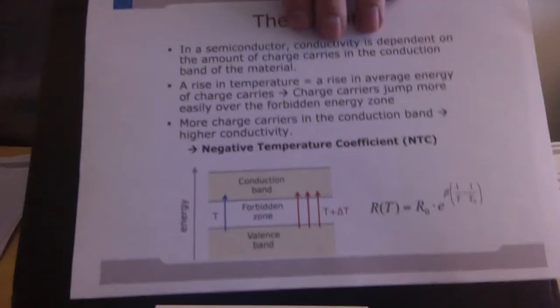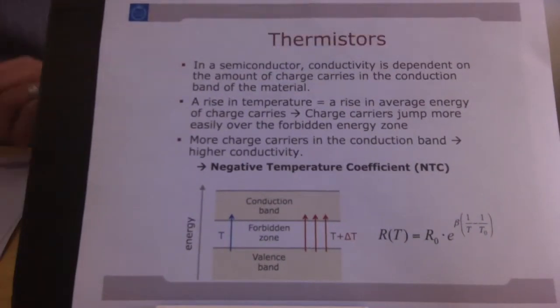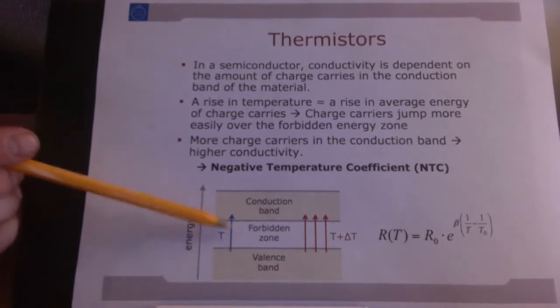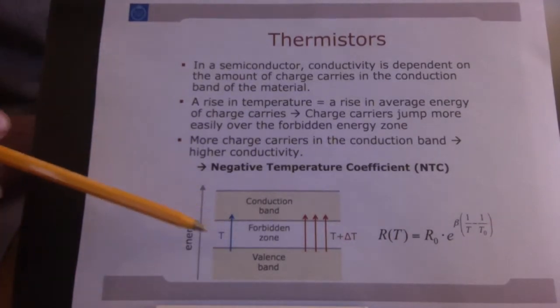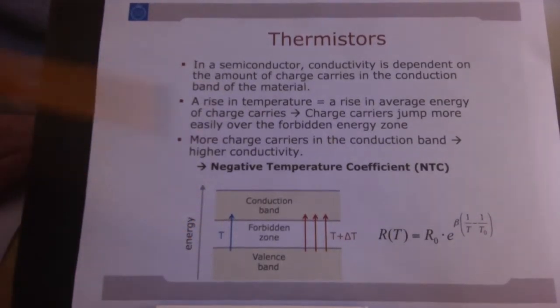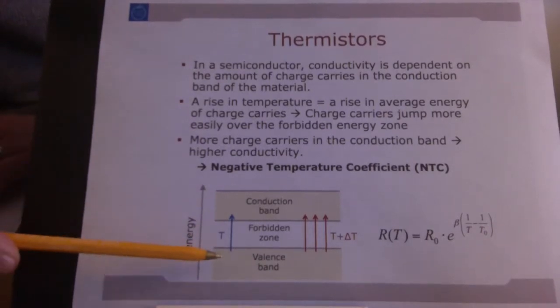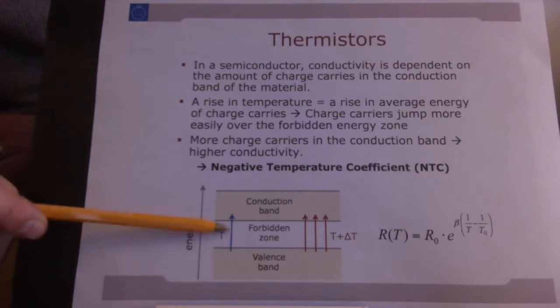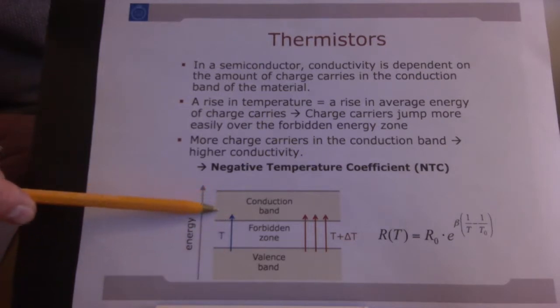In semiconductor thermal sensors, which we're going to call thermistors, conductivity works differently than in a metal. In a semiconductor, conductivity works by minority charge carriers that move into the conductance band. So you have a band structure, an energy structure. You have a valence band where most of your charge carriers are. Then you have a forbidden zone, and at a higher energy you have a conductance band.